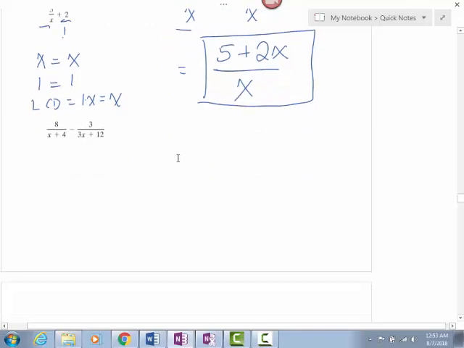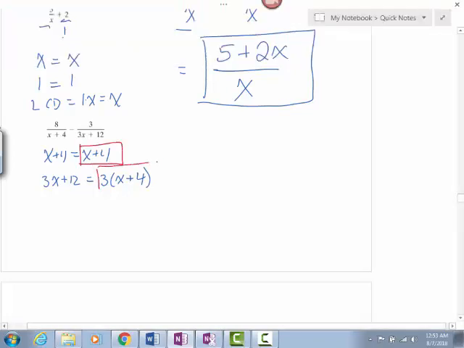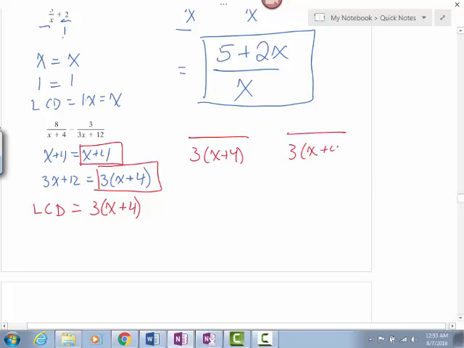Let's take a look at the next one here. So again, my first step, x plus 4, well, that's still x plus 4. 3x plus 12, we can factor a 3 out of that. That'll leave me with an x plus 4. So come back here, I'm going to box this one, and I'm going to box this one, and I see that my LCD is 3 and x plus 4. So I'm going to write 3 and x plus 4, 3 and x plus 4. We already had an 8 right here, minus, we already had a 3 right here.